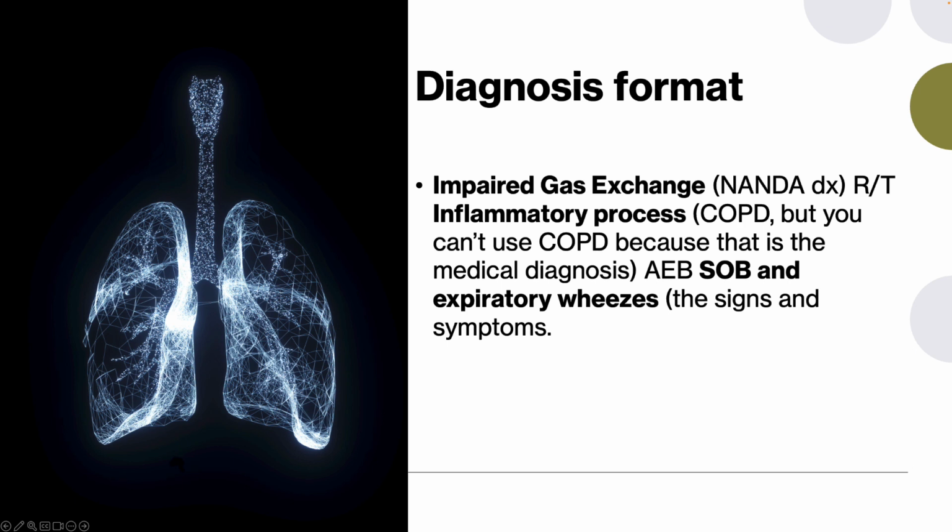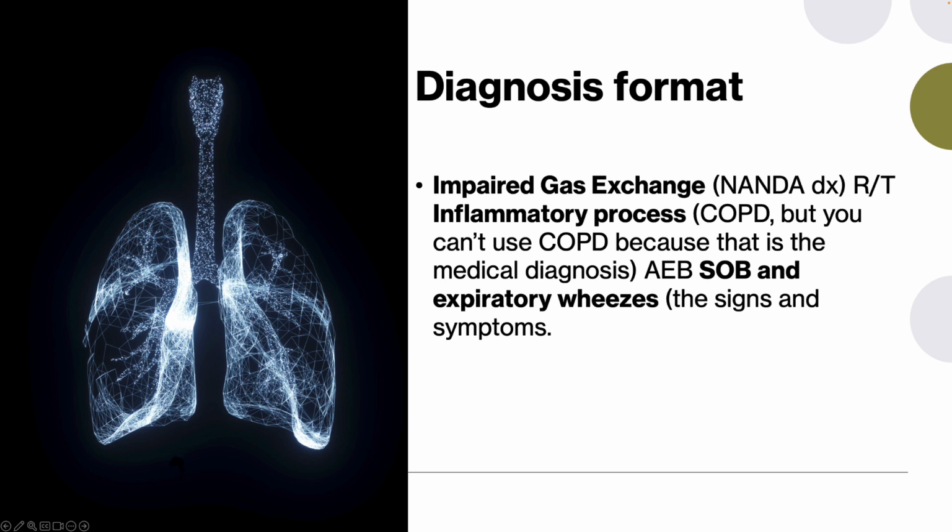So I have impaired gas exchange, and I chose that because my abnormal signs and symptoms are shortness of breath and expiratory wheezes. But what is it related to? So the medical diagnosis is COPD, but I can't put that, right? Because we can't put a medical diagnosis. But based on the reading I've done and the experience you've had as a student, and me as a nurse that's worked for a long time, I know that that's an inflammatory process that's occurring, that's creating that impaired gas exchange.